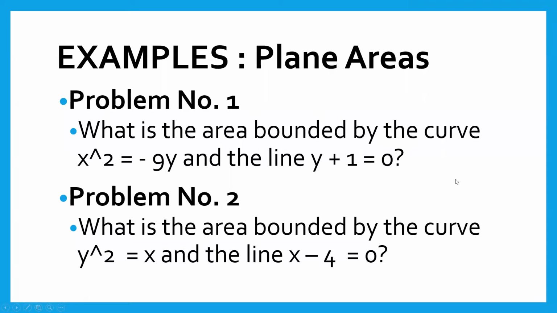We've got two sample problems here. One problem is regarding an area bounded by the curve x squared equals negative 9y, and the line y plus 1 equals 0. And then problem number 2: what is the area bounded by the curve y squared equals x, and the line x minus 4 equals 0?